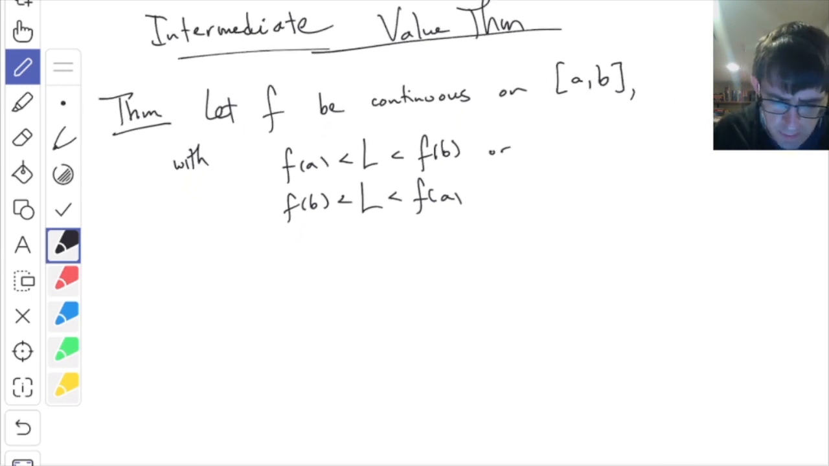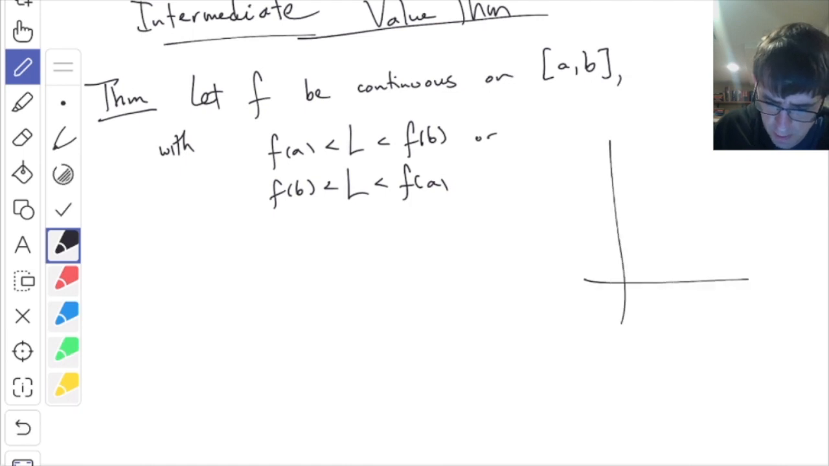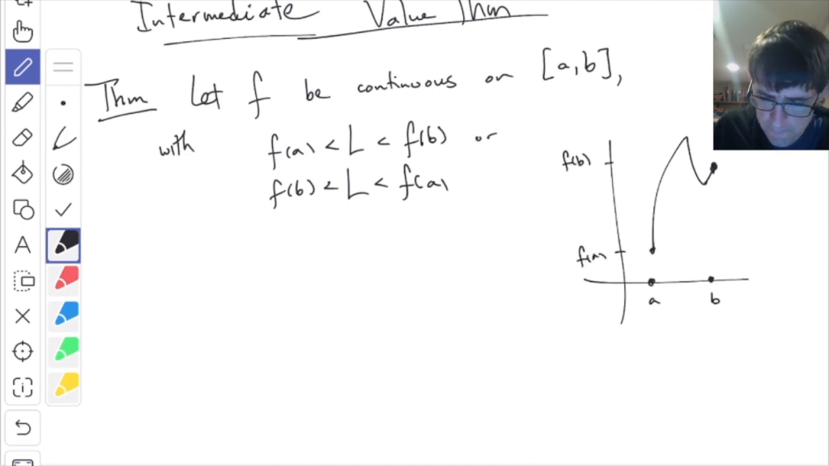So the picture you should have in mind is a function on a closed interval from a to b, and it's continuous, of course, and it does something like that maybe. Here's f(a), here's f(b), and then L is just some y value. It's a number in between f(a) and f(b). So maybe here is L on the picture. All right.